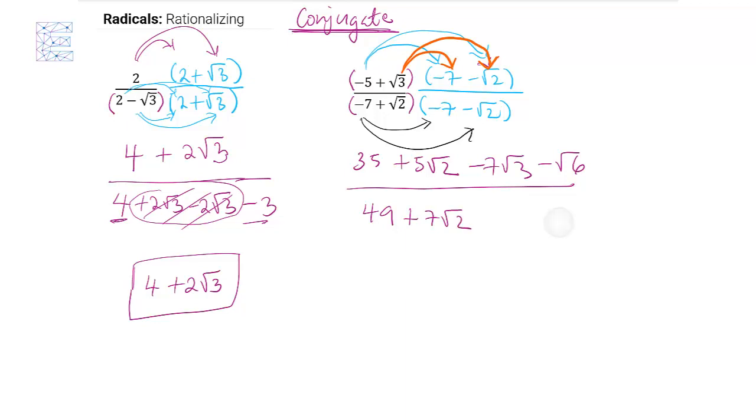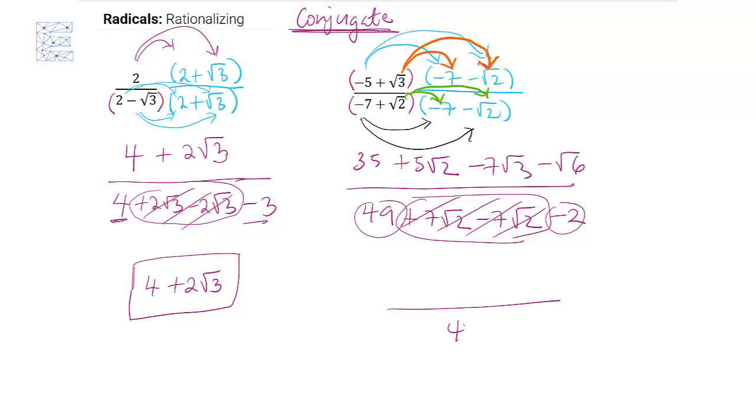And then we've got root 2 times negative 7, which is negative 7 root 2. And we've got root 2 times negative root 2, which is simply minus 2, because any root times itself is just the radicand. On the denominator, you'll see that we've accomplished our goal, which was to get rid of the radical. It happens because 7 root 2 minus 7 root 2 is 0, so the radical is gone. They cancel out. However, we are left with a 49 minus 2, so the new denominator is 47.